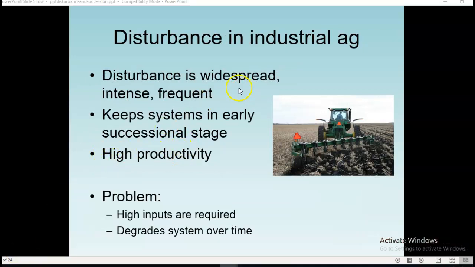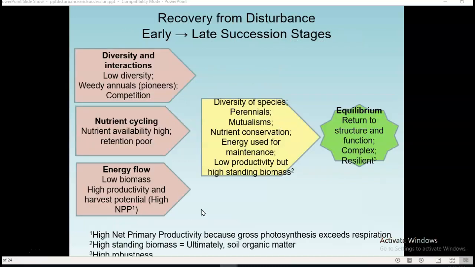Disturbance in industrial ag is widespread, intense, and frequent. We've talked a lot this semester about the example of tillage, that tillage is an intense type of disturbance. And what it does is it keeps systems in an early stage of succession. There happens to be high productivity in this early stage, and that's what industrial ag depends on, the high productivity of annual cropping. But the problem is that high inputs are also required, meaning seed, irrigation, fertilizer, pesticides. High external inputs are needed, and it also degrades the system over time. So we want to move away from only annual cropping and from intensive disturbance.